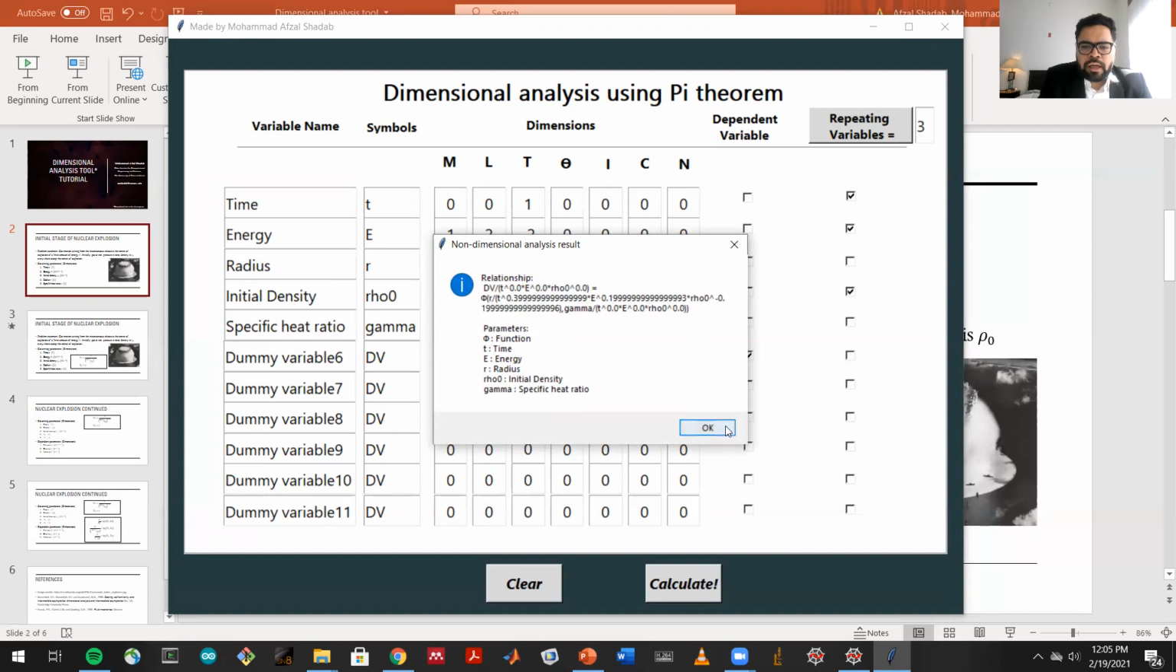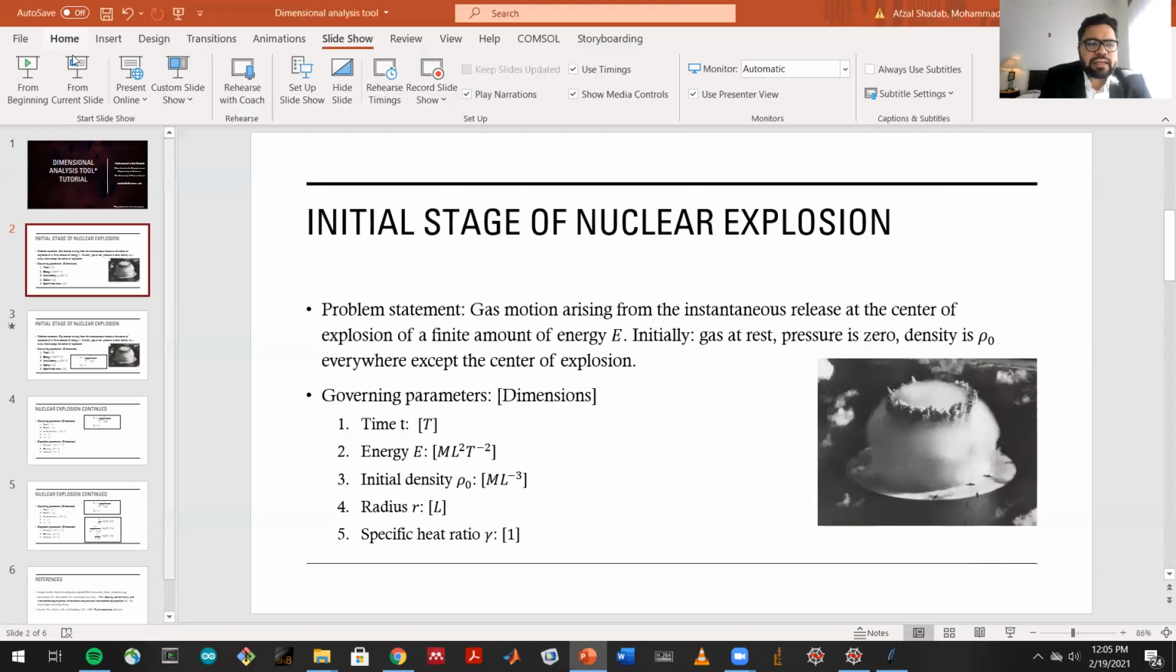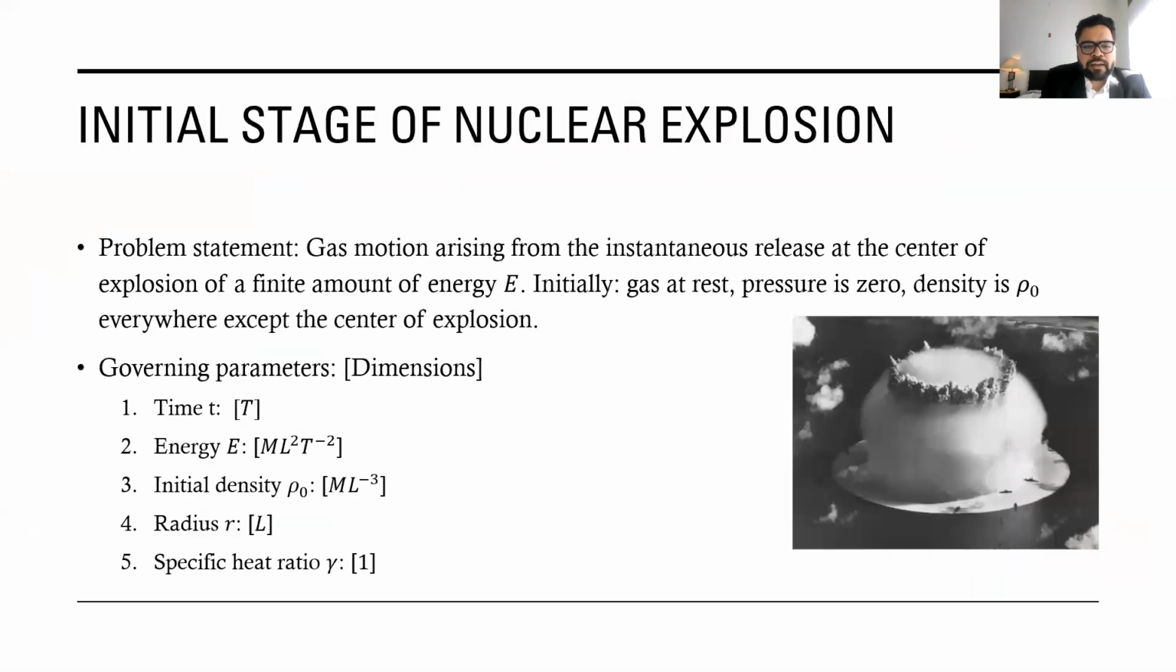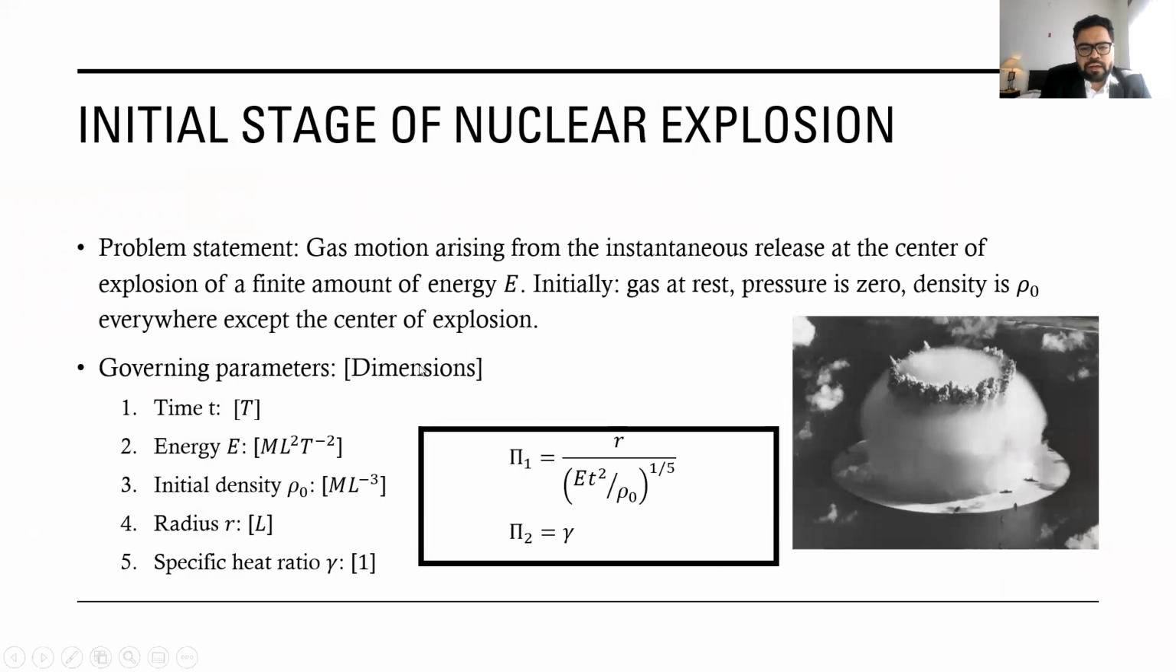If you do the calculation by hand, you'll find that the pi groups are these: pi 1 is r over e raised to the power 0.2, t raised to the power 0.4, over rho naught raised to the power minus 0.2. And pi 2 is just gamma. So this works for the first case.